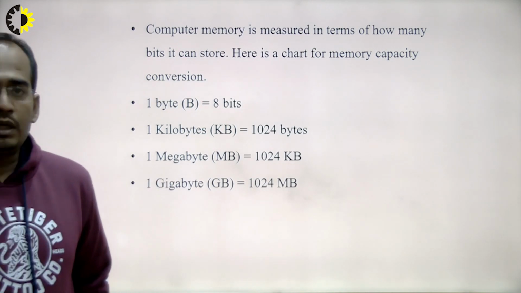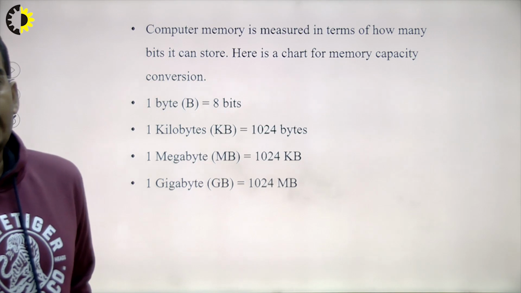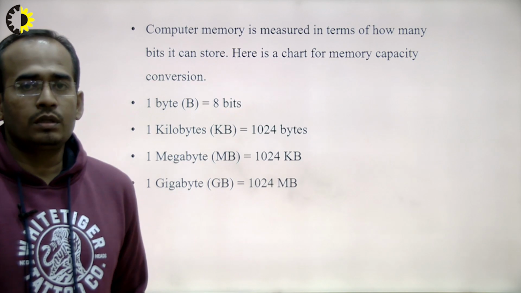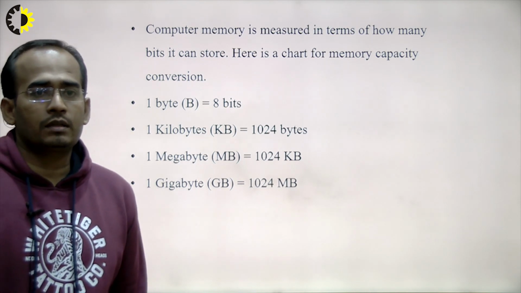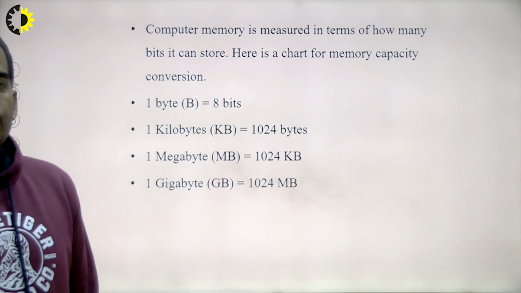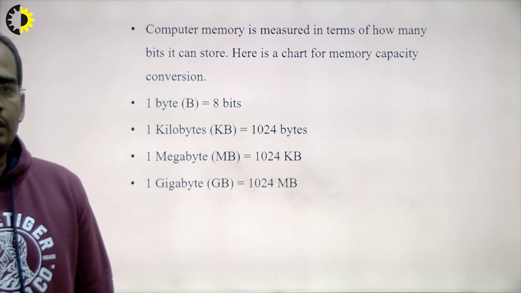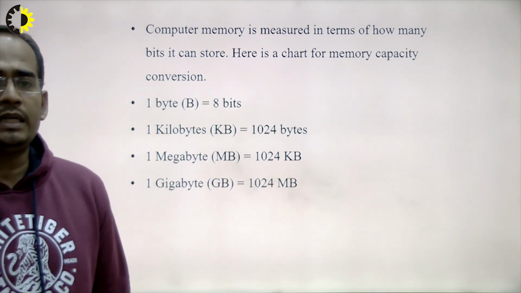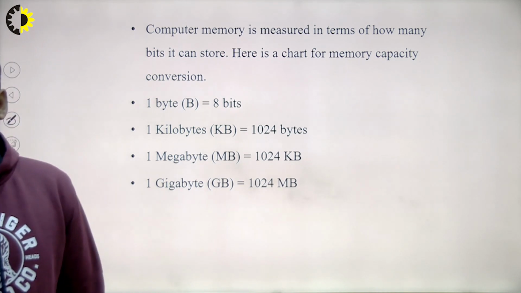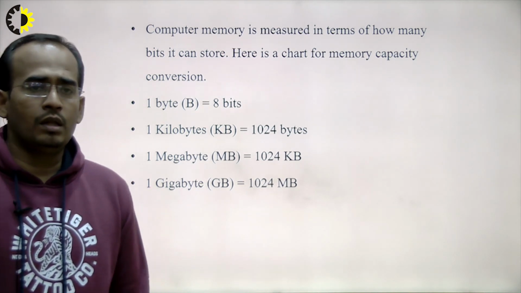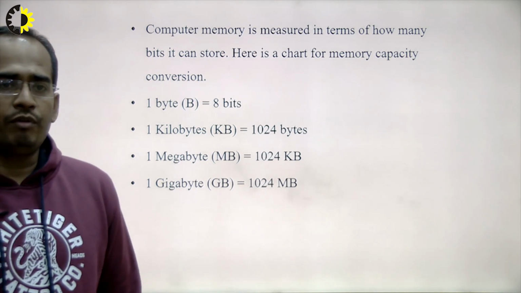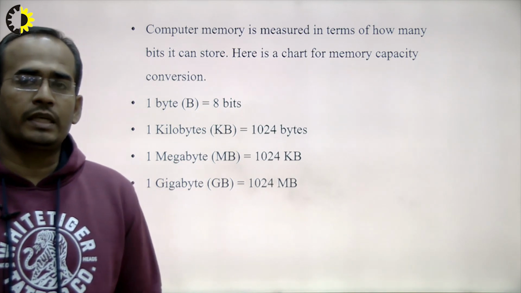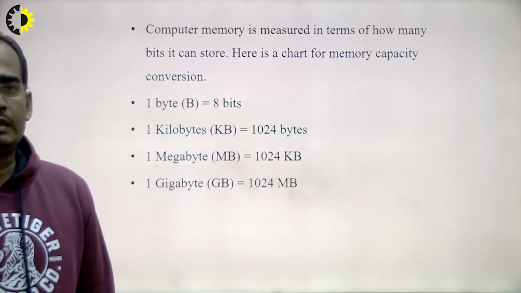Then the computer memory, various memory elements are used for the capacity of the computer memory. There are basically four memory capacities: bit, bytes, megabyte and gigabyte. So, these are the conversions that are used in the computer memory system. 1 byte is equal to 8 bit, 1 kilobyte is equal to 1024 bytes, 1 megabyte is equal to 1024 kilobyte and 1 gigabyte is equal to 1024 megabyte.